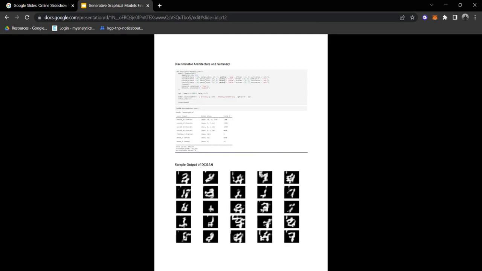Now similarly we build the discriminator. The discriminator, as we discussed, consists of basically Conv2D layers, which are convolutional layers, and our discriminator contains about 100,000 parameters, and this is the sample output of the DCGAN. Now we see the output is not very clear.